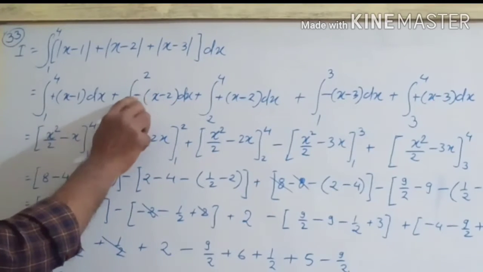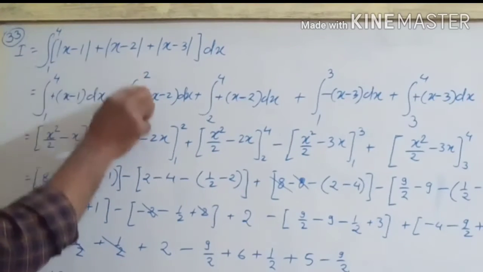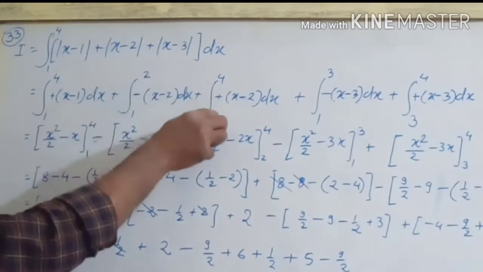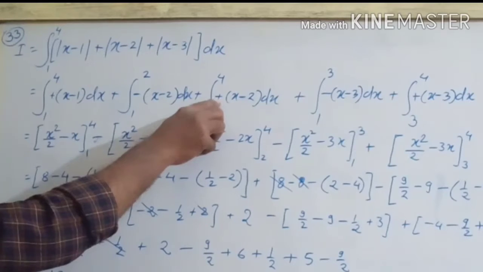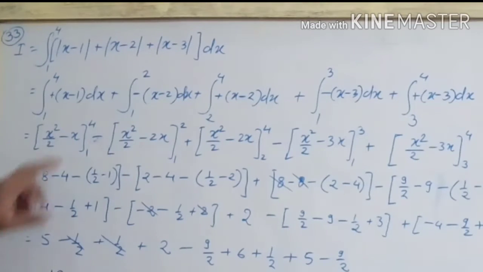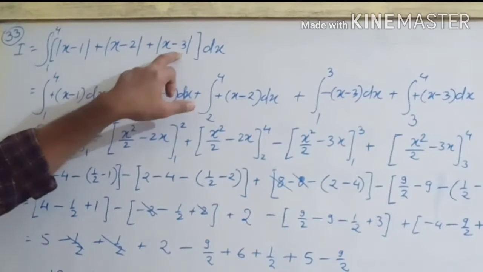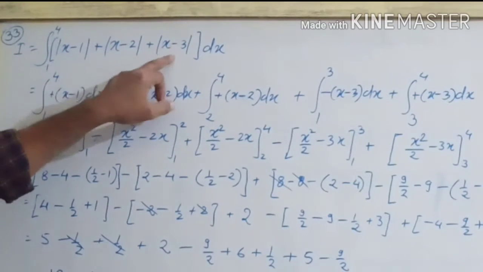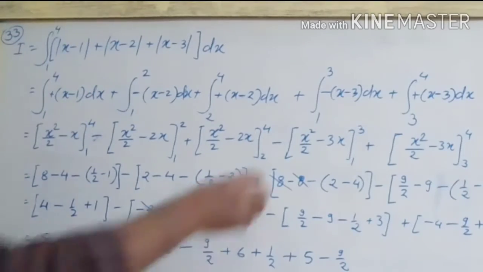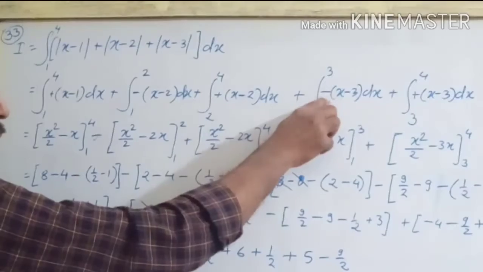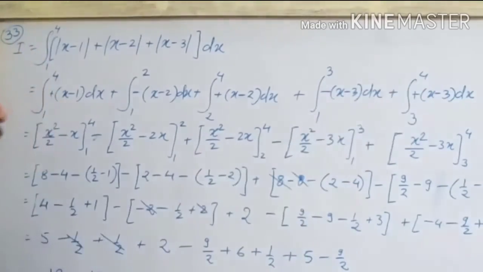In the interval 1 to 2, this mod is negative, so it means minus (x minus 2), and from 2 to 4 it will be positive, so write plus (x minus 2). Same as here, mod of x minus 3 will be 0 at x equal to 3, so break the limit from 1 to 3 and 3 to 4. In 1 to 3 it is negative, and 3 to 4 it is positive.